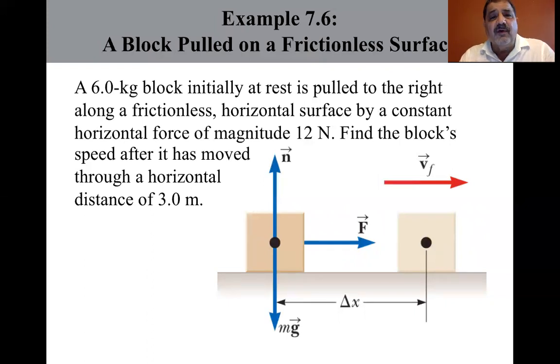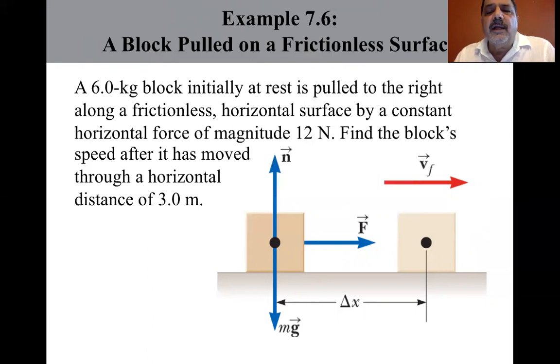Now, we have the ability to find this out using our old equations of motion, in which V final squared equals V initial squared plus 2a delta x. Remember, the block is initially at rest, so V initial is equal to 0. And we know the acceleration from 12 newtons divided by 6 kilograms, it's 2 meters per second squared. So if you work it out, the velocity is equal to the square root of 2 times the acceleration, 2 meters per second squared, times 3 meters. And if you work that out, it's 3.46 meters per second.